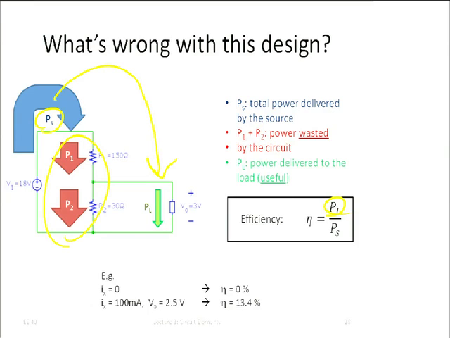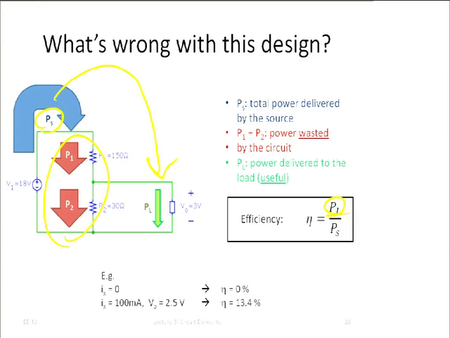For example, if Ix is 0, what's PL going to be? It's going to be 0, right? What's PS going to be? It's something more than 0 because there is current running just through the voltage divider, right? And so the efficiency in that case, I don't even need to know what P1 and P2 are, but the efficiency is going to be 0%.